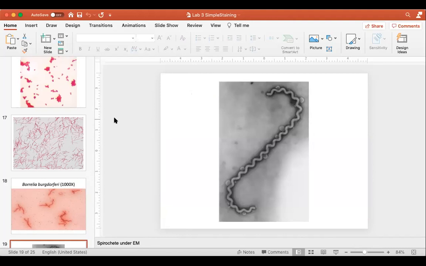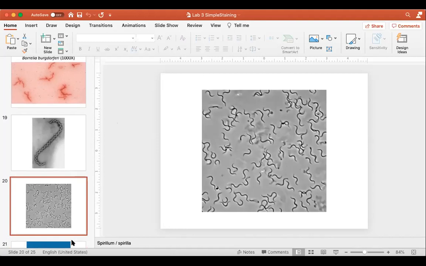This interesting looking image is a spirochete that has been examined with an electron microscope. The reason I put this in here, number one, you can see how huge it is under the electron microscope, but I want you to notice how many twists it has. Spirochetes have lots and lots of twists, and they're very flexible. So when this cell is living inside the human body, it's very flexible, like a piece of spaghetti. That's different from a spirillum type of bacteria, and that's what you're looking at on this slide.